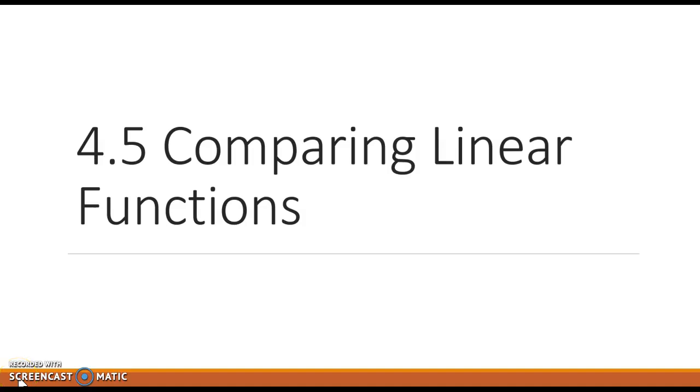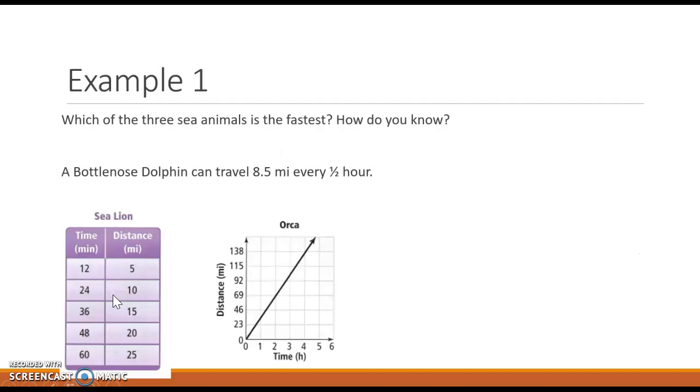All right, let's get right to it. We're comparing linear functions today. So starting with our first one, which of the three sea animals is the fastest and how do you know? So we start off with these words here. The bottlenose dolphin can travel 8.5 miles for every hour.